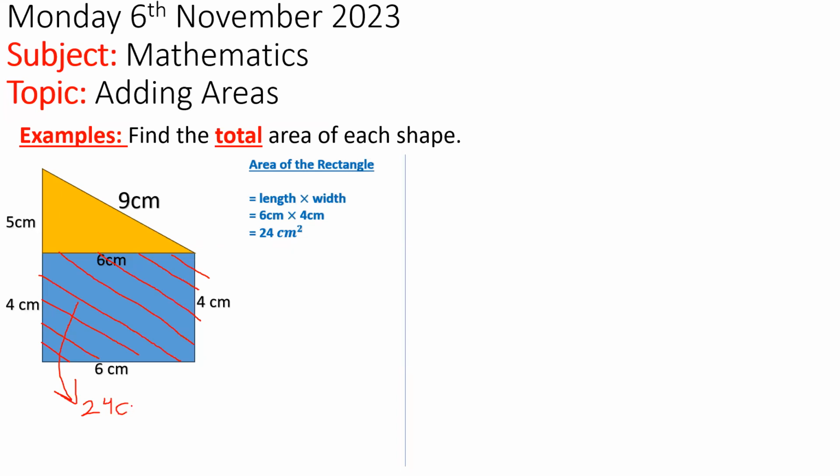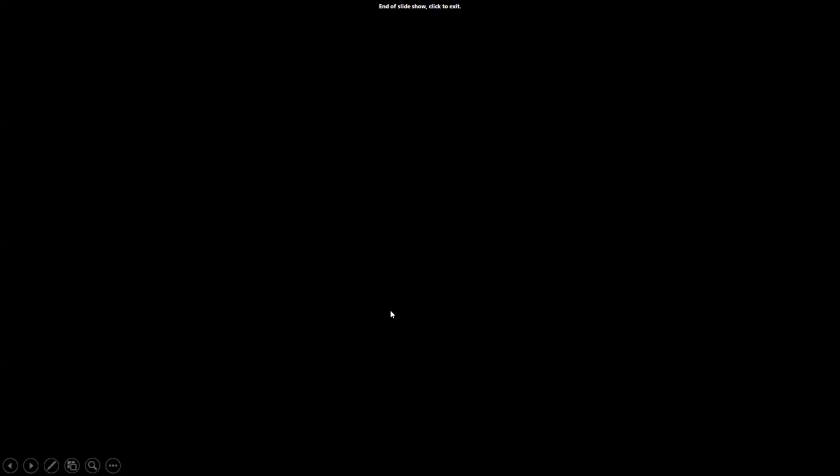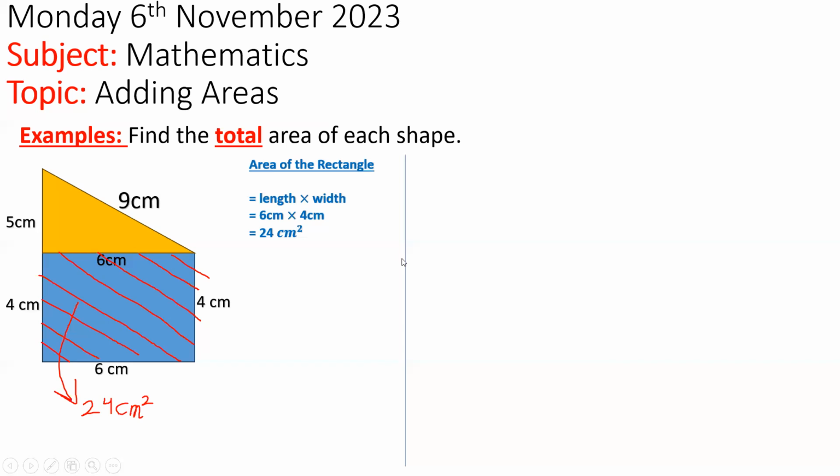Okay. Have we found the total area yet? No, sir, because we haven't found the triangle. Very good. We need to find the area of the triangle. What's the area of the rectangle? 24 centimeters squared. Now, what else do we need to find to get the total area? The area of the triangle. Very good.